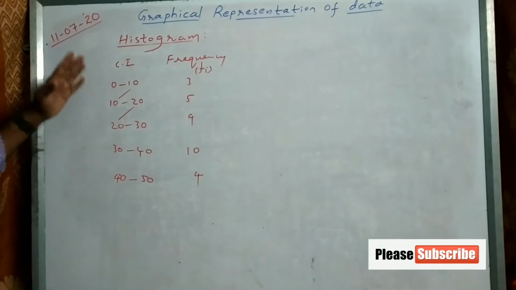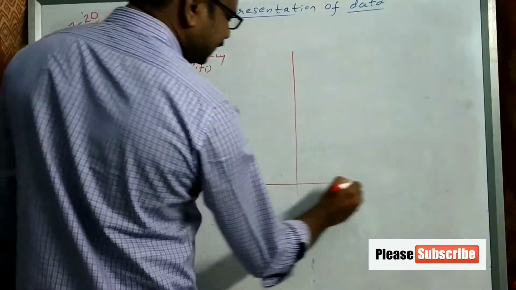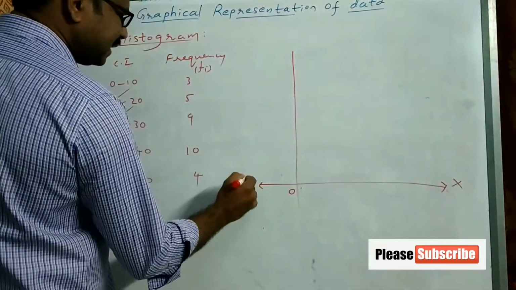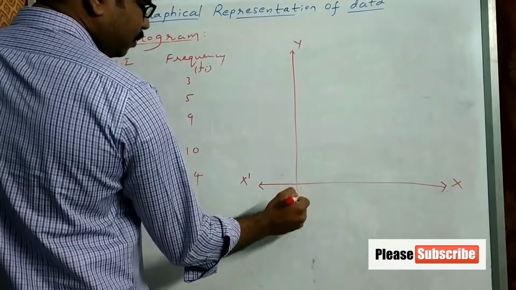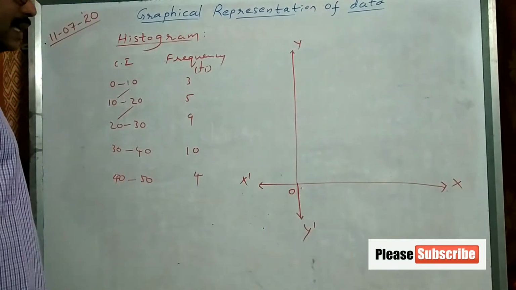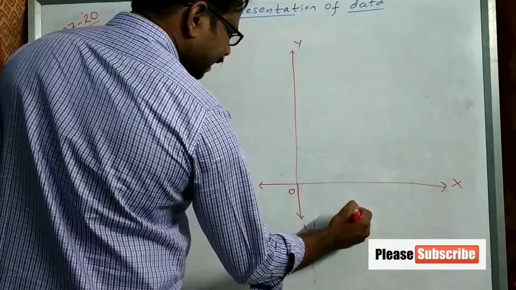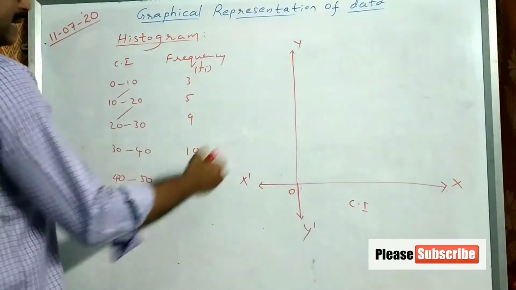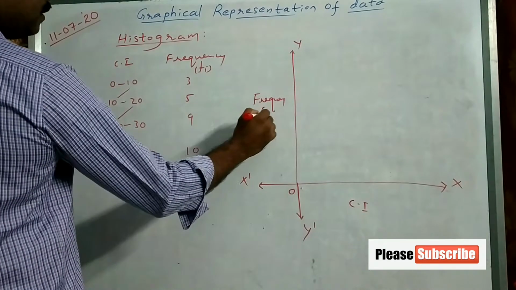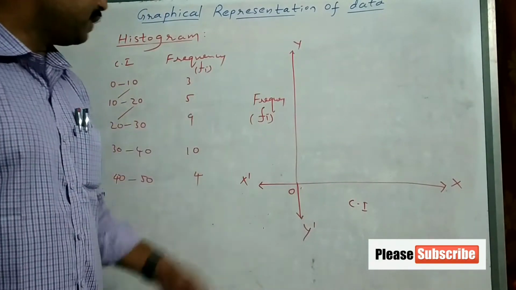Now I am going to represent this data in a histogram. For that you have to take the coordinate axes X'OX and YOY'. On the x-axis we have to take the class interval, and on the y-axis we have to take the frequency, Fi.